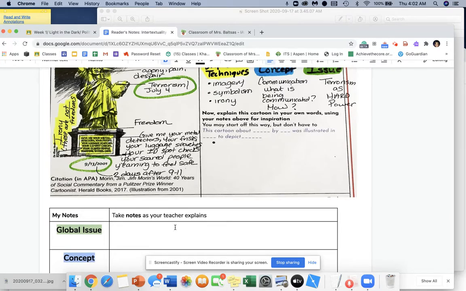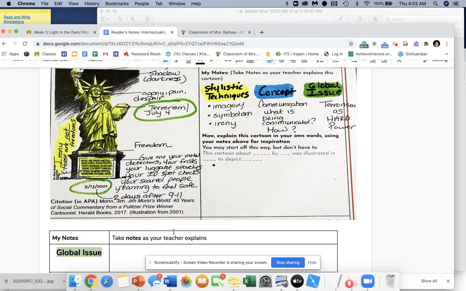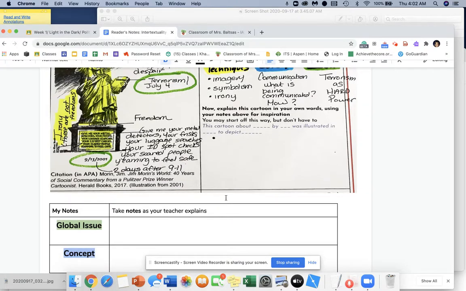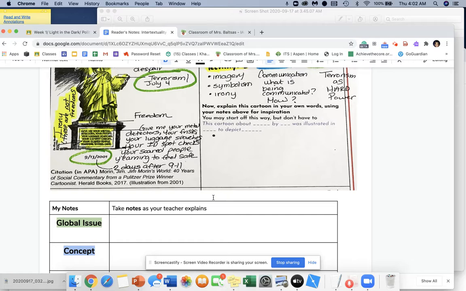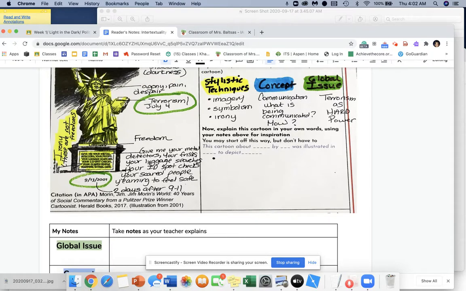So global issue again, terrorism is hard power. You can just indicate that. All right, concept. Whenever I look at a political cartoon, I think, okay, this is communication, because the political cartoonist is communicating a message through their illustration. You can also argue that the writer is communicating his or her perspective. Since it's political, it's going to be either, and I'm not going to look at this as Republican or liberal or whatever here. That's not what we're doing with this. But it is a type of perspective, right?